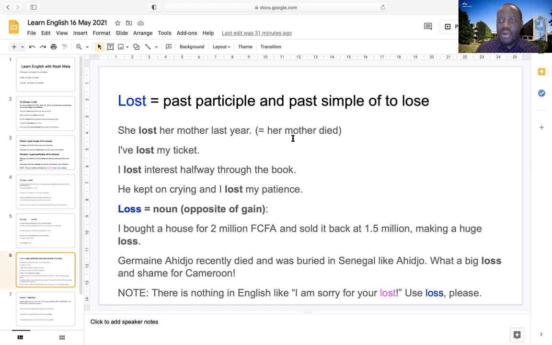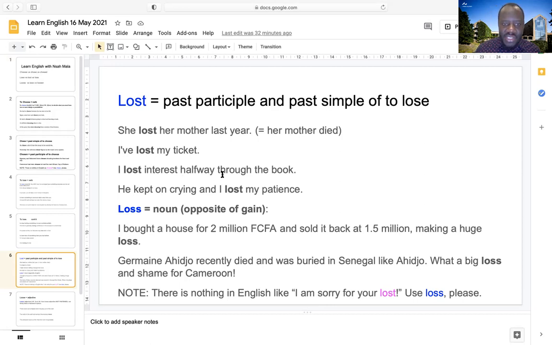It means her mother died last year. She lost her mother last year. I've lost my ticket. So she lost: here it is used as a past simple. I've lost: here it is actually I have lost, but we've used the contracted form and we say I've lost my ticket. In this case, we are using the past participle plus have to construct the present perfect.